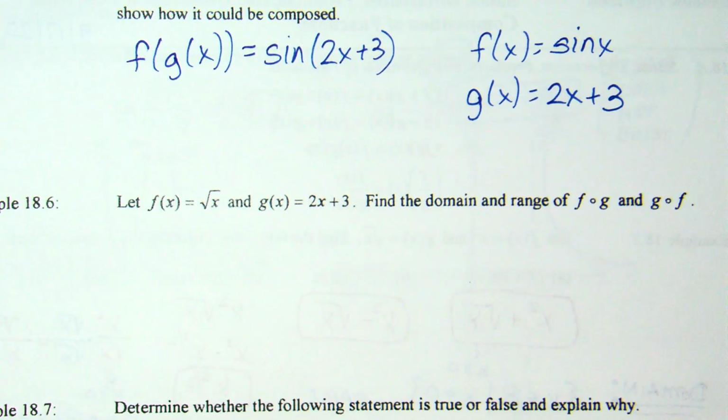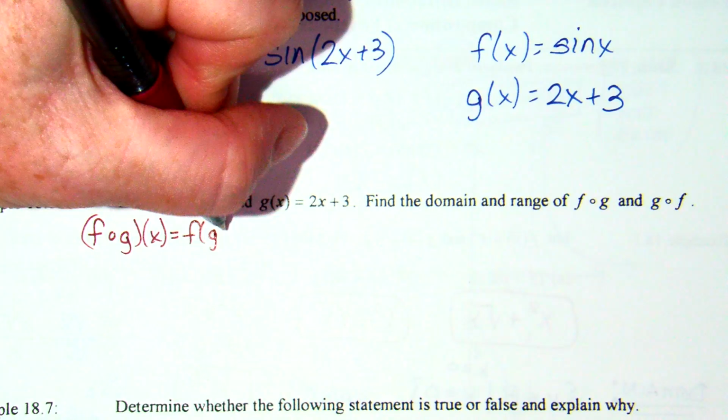So what is f∘g going to look like? It's f of g of x. What is f of g of x here? Square root of 2x plus 3. Okay. Let's talk domain.